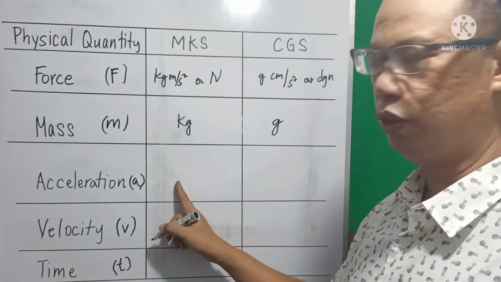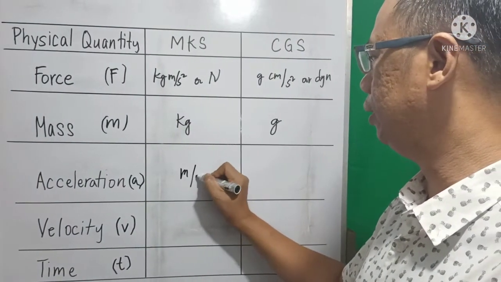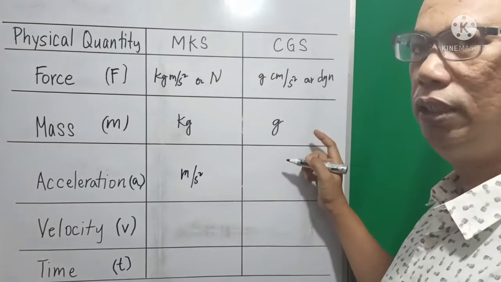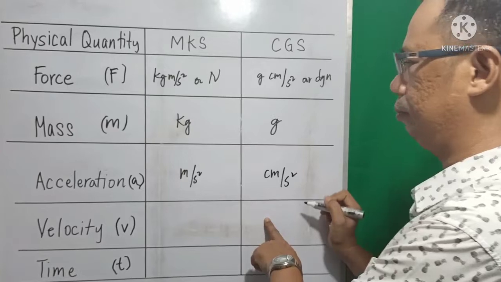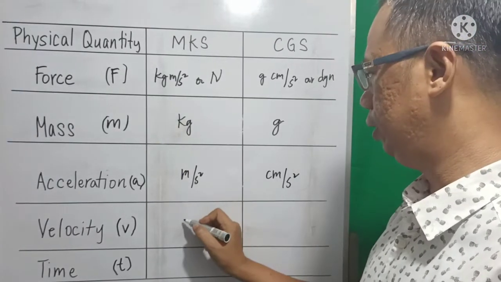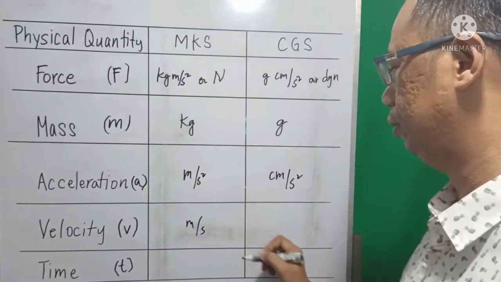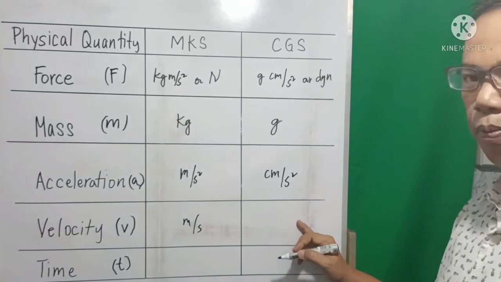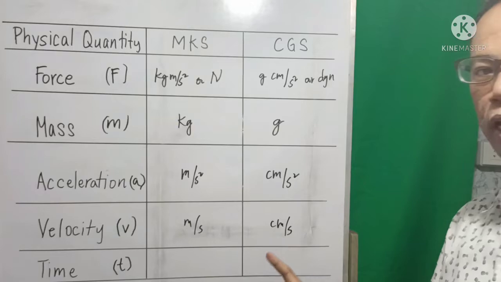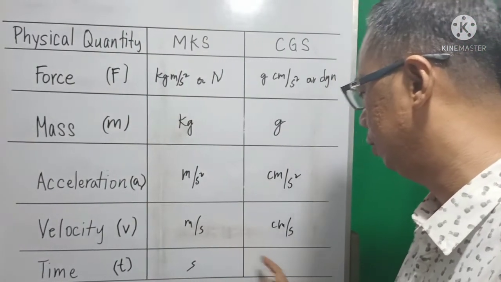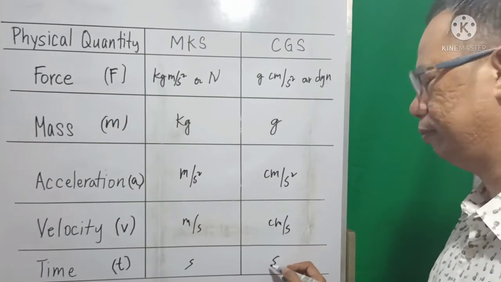For the acceleration, we have meter per second squared. In CGS, we have centimeter per second squared. And for the velocity, we have meter per second. In CGS, for the velocity, we have centimeter per second. For the time, we have second. We also have second here.